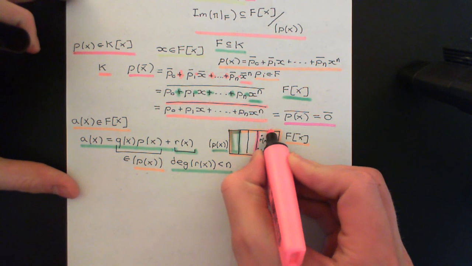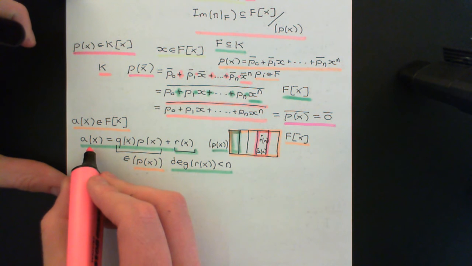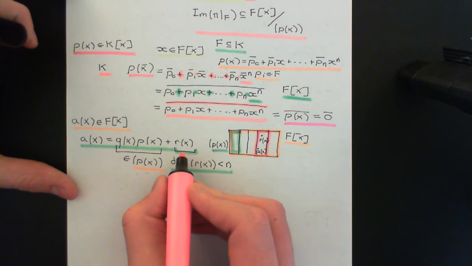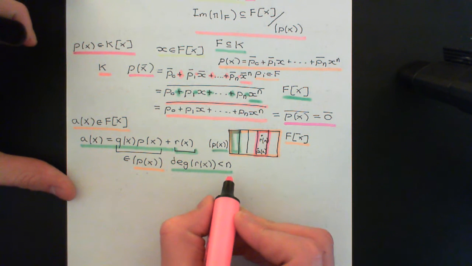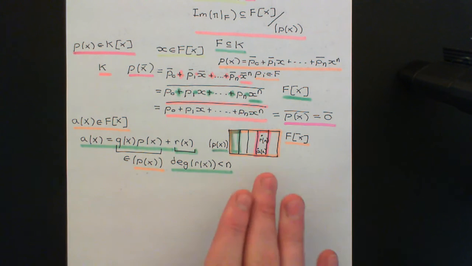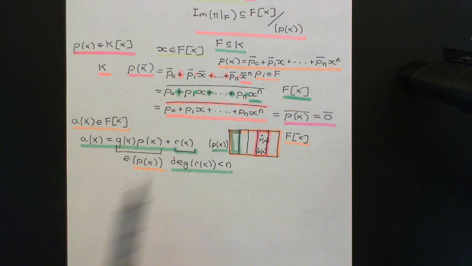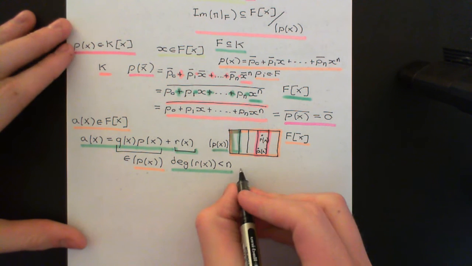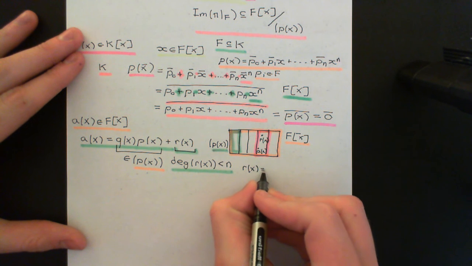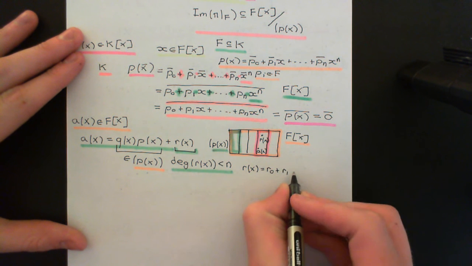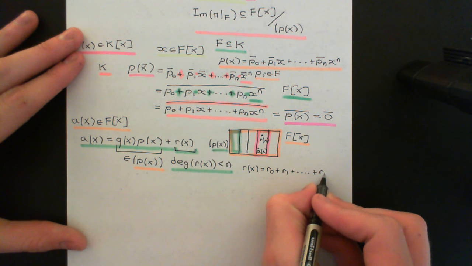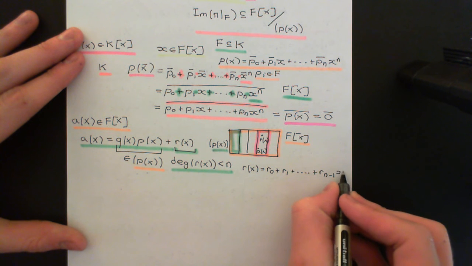So what I have now successfully shown is that if you take an arbitrary polynomial, it will be in the same coset as some polynomial which has degree strictly less than n. So every single one of the additive cosets of this principal ideal generated by p of x in the ring of polynomials over the field F always contains a polynomial of degree strictly less than n. Just to write this explicitly, r of x will be of this form: r0 plus r1 x plus all the way up to potentially r_{n-1} x to the n minus 1.